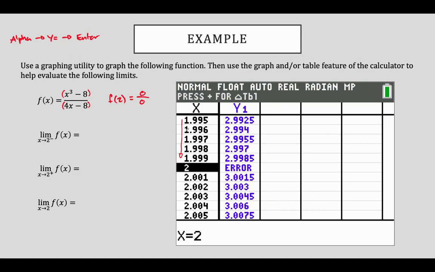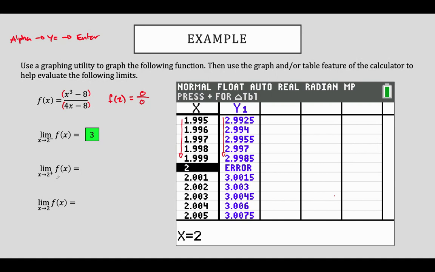Well, as my x values get closer and closer to 2 from the left of 2, what are the y values getting closer and closer to? Well, each consecutive y value is getting closer and closer to 3. Therefore, we can confirm that the limit as x approaches 2 from the left of f of x is indeed equal to 3.